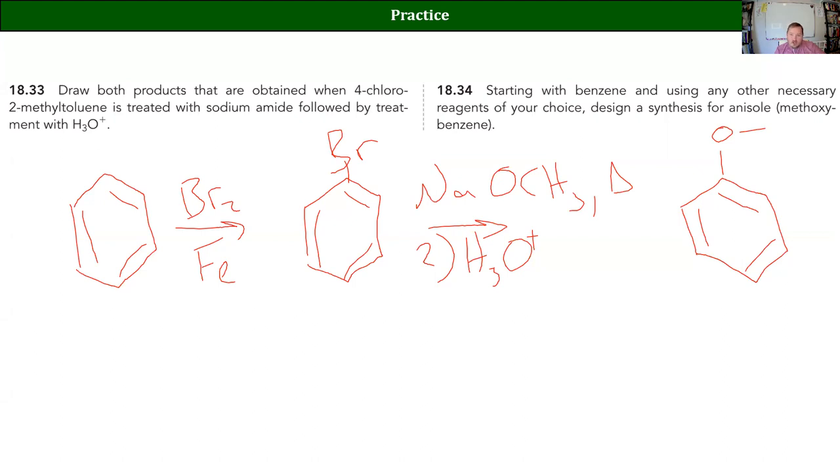However, if there are multiple options for what your next step could be, a lot of times it's helpful to draw your benzyne intermediates just to make sure you draw all the possible molecules like we did for 33 there.